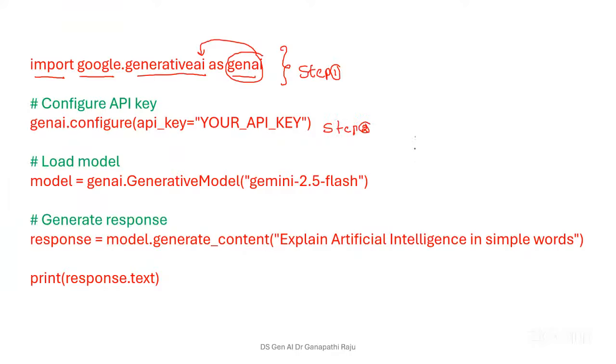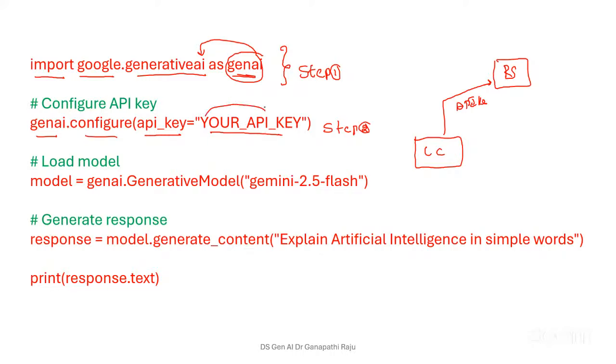So if you want to communicate from your local computer to a remote server, first of all, you should configure your local computer with the remote server with the API key. This will be done with the help of the object generativeai.configure. Now this API key is a variable, and whatever key you created, you will be giving here.